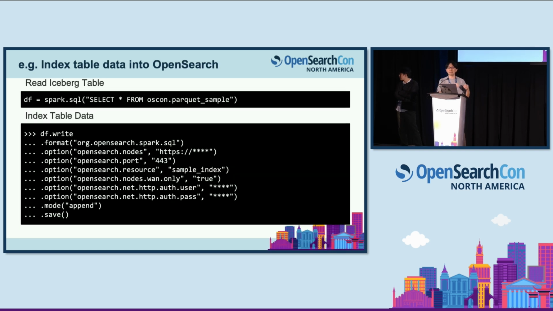Then let's index them. First, we read the Iceberg table with Spark SQL. Then to write to OpenSearch, we need to set up the connection options like the OpenSearch cluster endpoint or port and index name and so on. And that's all. Spark reads from Iceberg and writes to OpenSearch. Then our data is now searchable. It is really straightforward, isn't it?